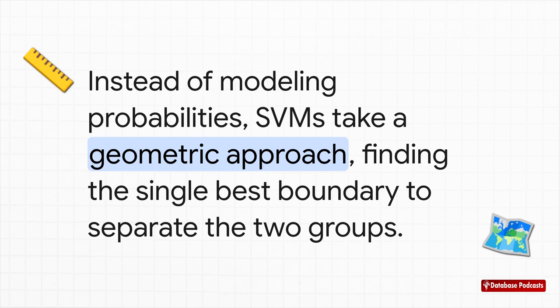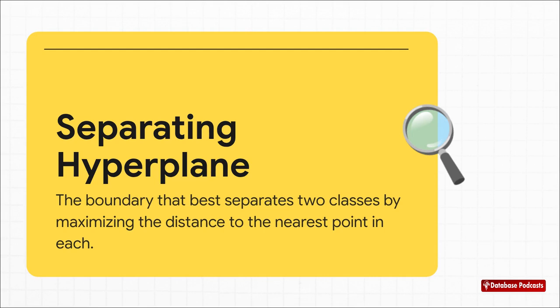Instead of modeling probabilities, it thinks about the problem more like a geometry puzzle. It looks at all the data points for our paid users and our unpaid users, and its entire goal is to find the single best boundary to separate them. Now that boundary has a fancy name, a separating hyperplane. So what makes one boundary the best? Well, an SVM defines it as the line that creates the biggest possible gap between itself and the nearest data points on both sides. It's basically trying to draw the widest, safest street possible between the two neighborhoods of data, which makes the classification super robust.